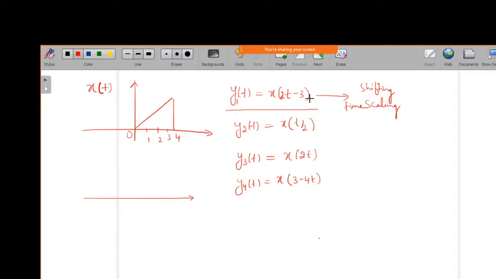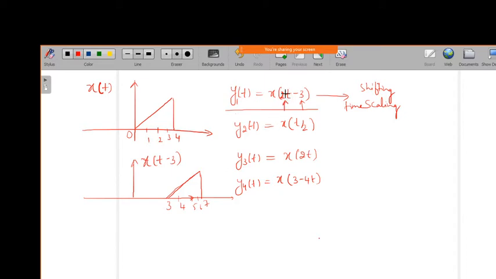This is your x of t. First I need to do the shifting operation, which is t minus 3. Where will this 0 go? It will shift to the value 3, so it will start from 3, then 4, 5, 6, 7. So 4 values are involved in the signal. Now this is your x of t minus 3. Now we have to do scaling.